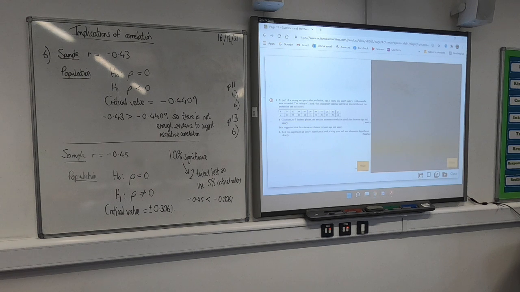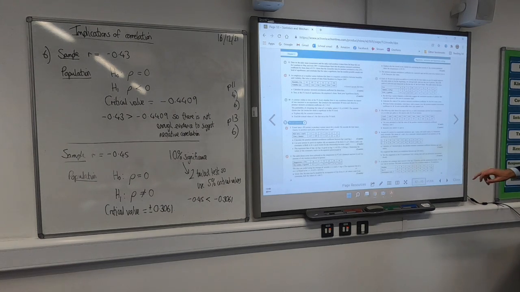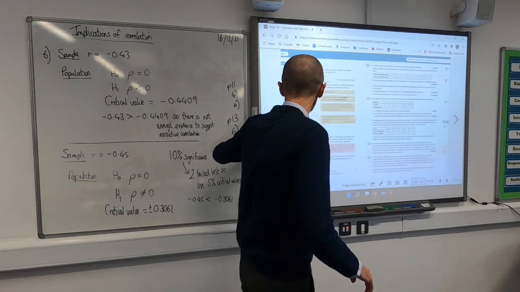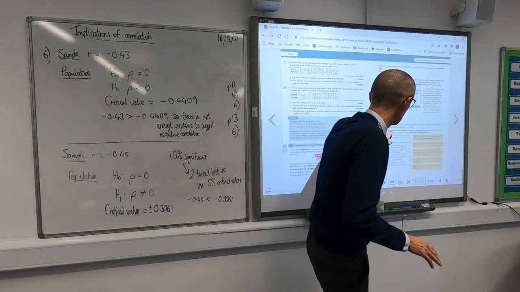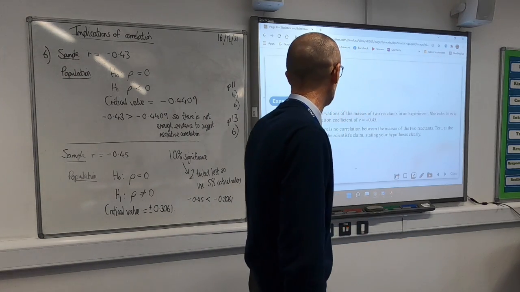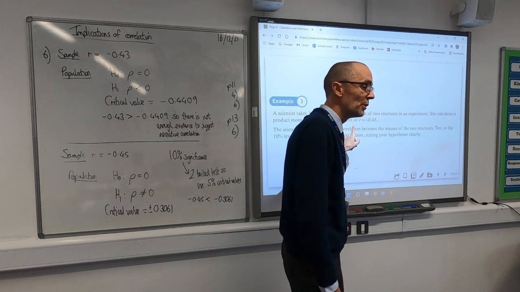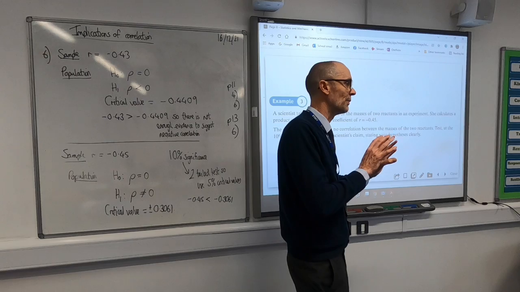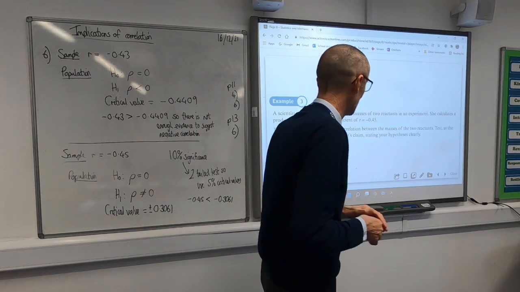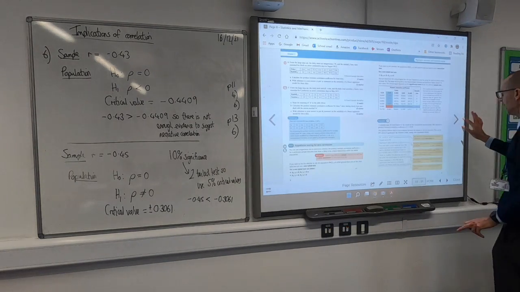Right, it was the wording, which was very subtle. The other two examples we'd done said test for a positive correlation, test for a negative correlation. Here it just said the scientist believes there is no correlation. So it doesn't say whether there's no correlation but actually it's positive or negative. And that's why 13 is the same.